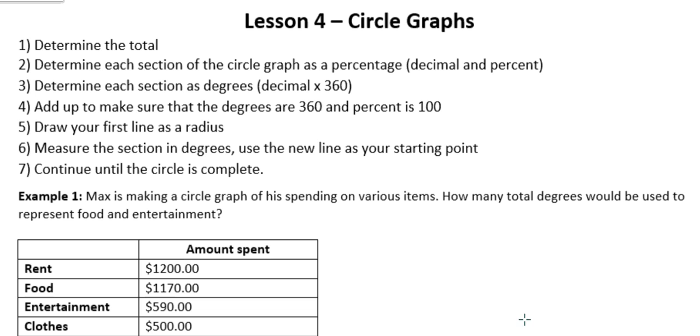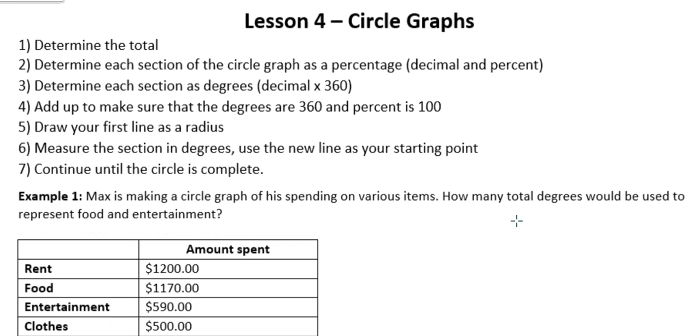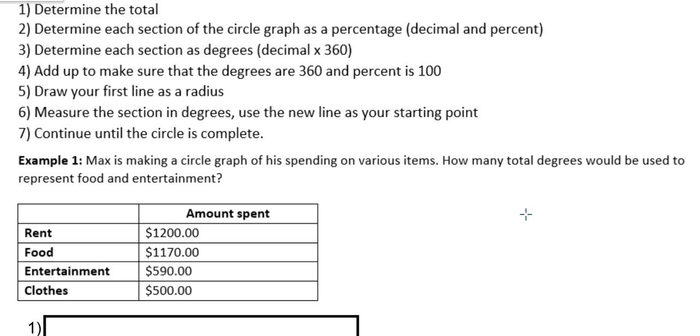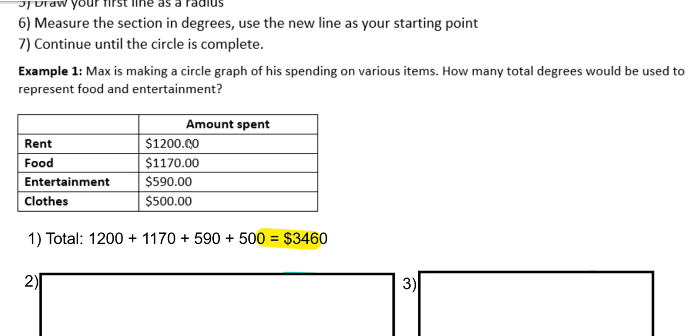Now, what we need to do first things first is determine the total. So in a circle graph, you're going to be given a set amount of data. And you're going to want to add all of your numbers together to figure out what your total is going to be. So in this case, I'm going to take 1,200, 1,170, 590, and 500, add it together, and I'm going to get 3,460. So the total amount of money spent in this example is $3,460.